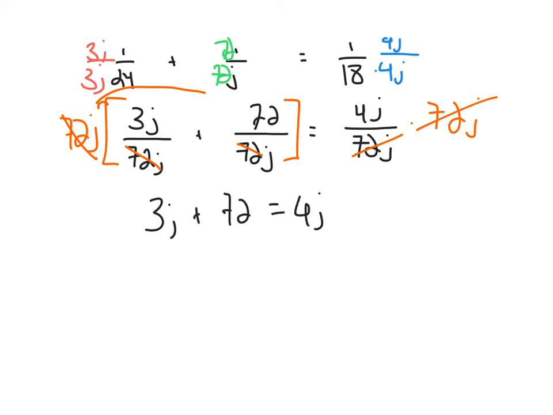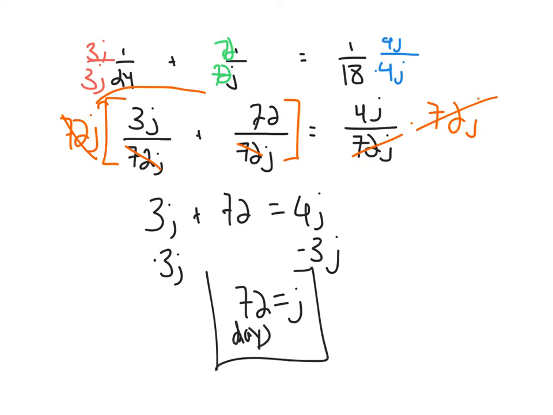So to solve this, I'm going to subtract 3J from both sides, and I get 72 equals J. So what we found out is that it would take the junior class 72 days to build this house by themselves.